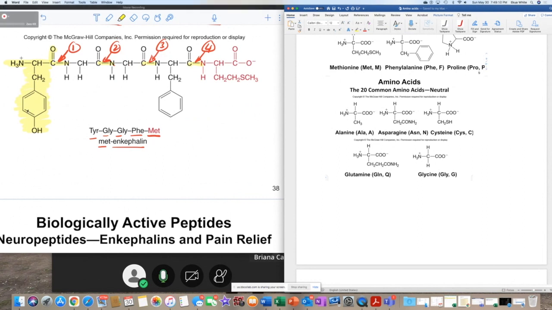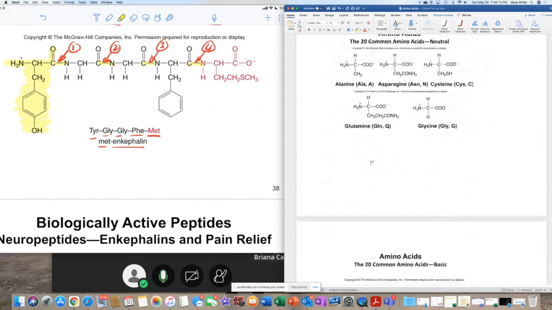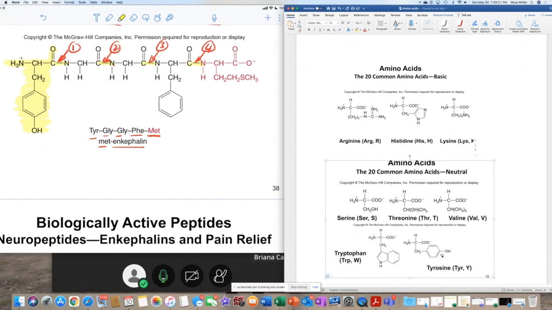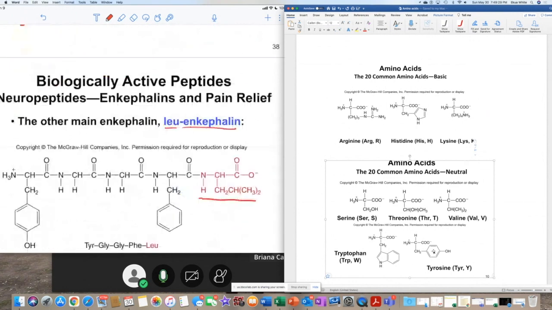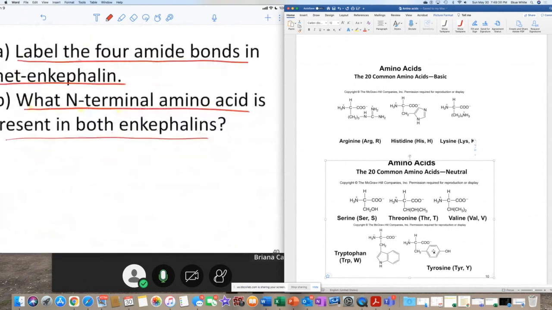Okay, so this amino acid right here, this is my side group. So this is the alcohol. So I'm thinking it would be next to the serine group. Let me go find the serine. Is it right there? Yeah, tyrosine. This is tyrosine. Oh, it's written right here. Duh. Same thing with that one, tyrosine. Okay, so they both have tyrosine. So I can go down here and say they both have tyrosine amino acid as the N-terminal amino acid.